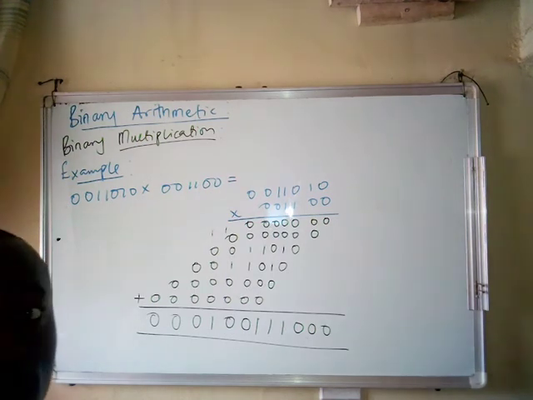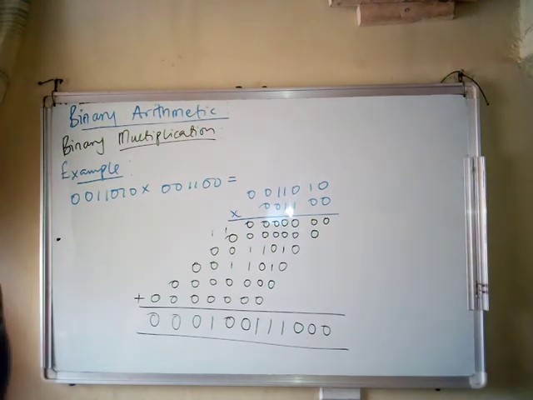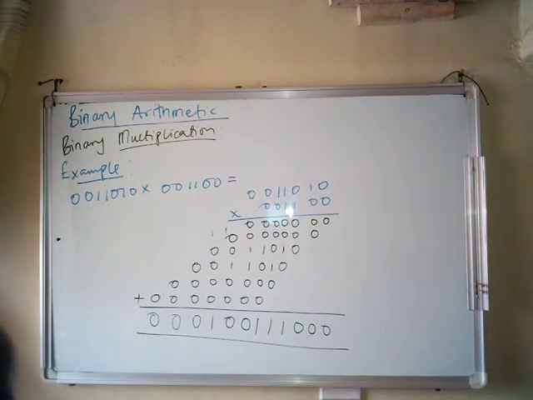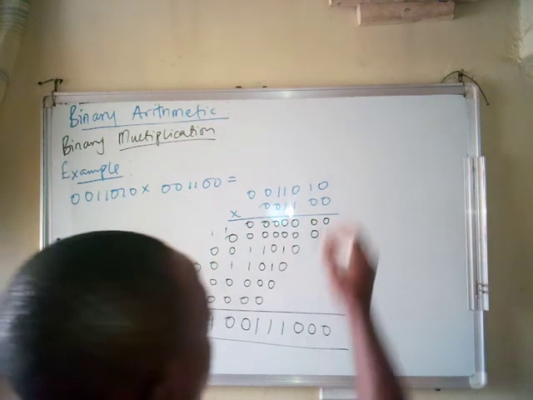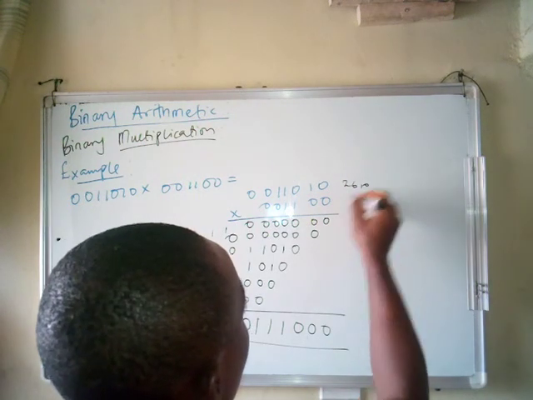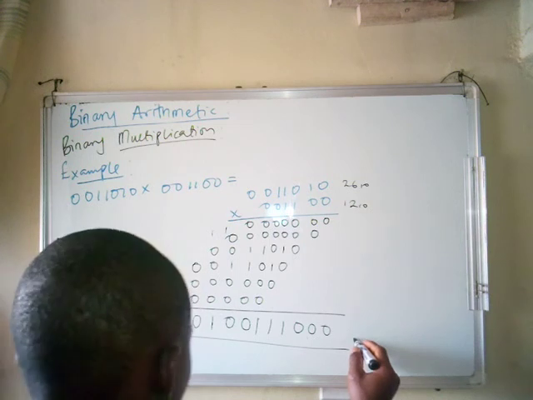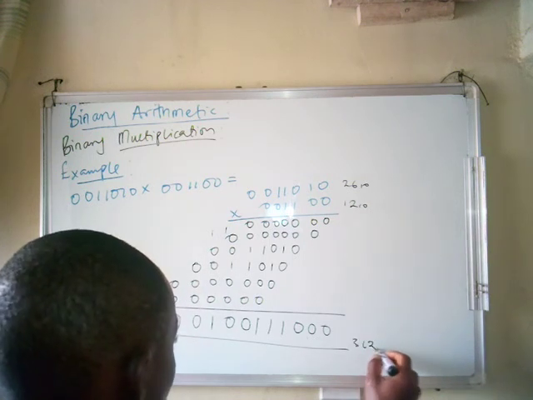So that's it, right? Okay, so that is that. So if you convert 26 base 10, this is 12 base 10. If you check, you get 312 base 10.